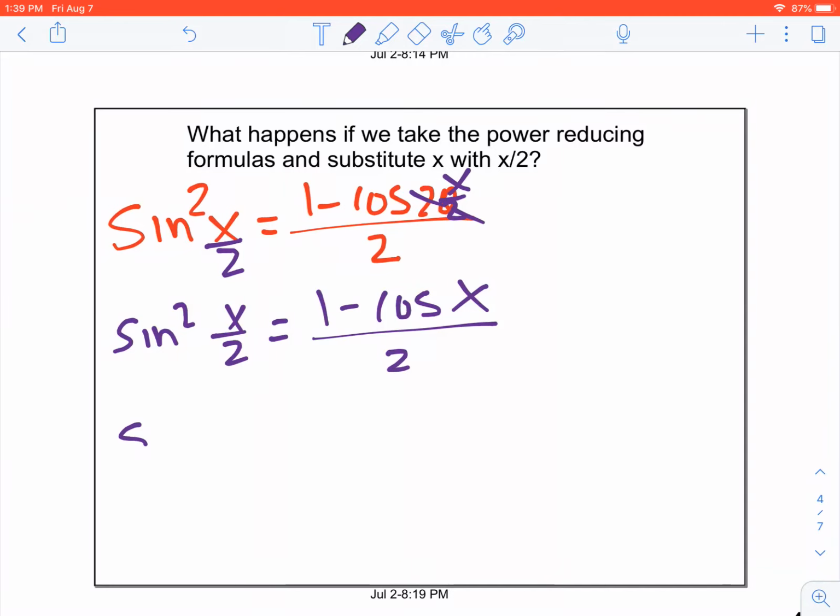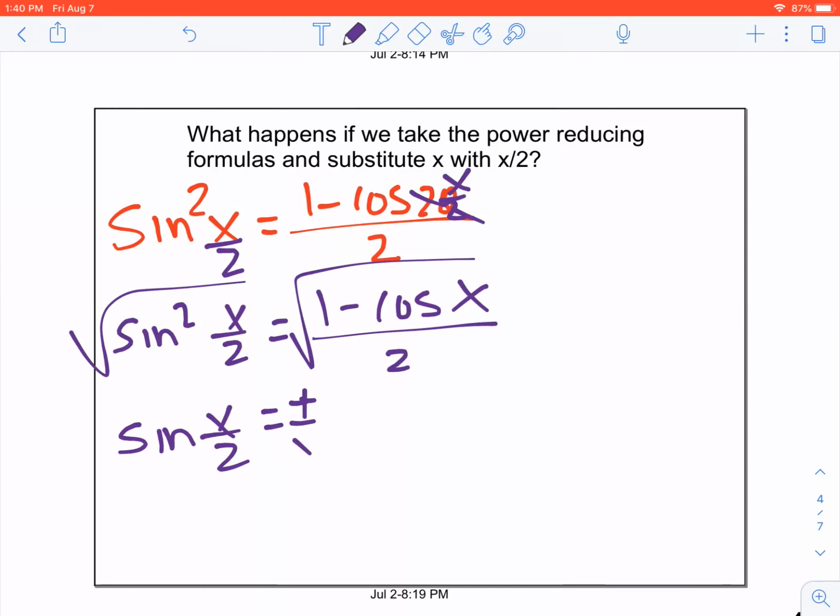And then to get the sine of the half angle all by itself, you take the square root of both sides. We will discuss in the video after double angle, when we talk about half angle, that you are going to have to figure out if the sine of the half angle is a positive or negative value depending on what quadrant your half angle lives. And so the plus or minus stays, and we get the square root of (1 minus cosine x) over 2.